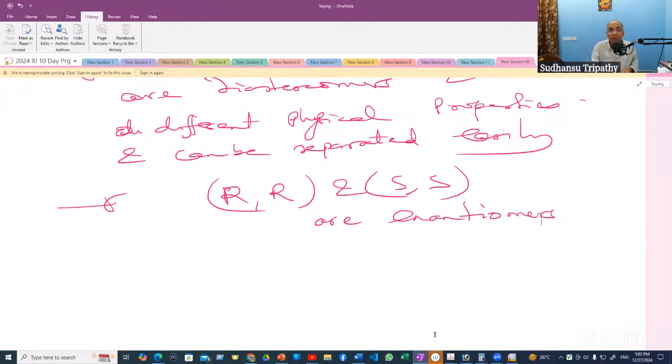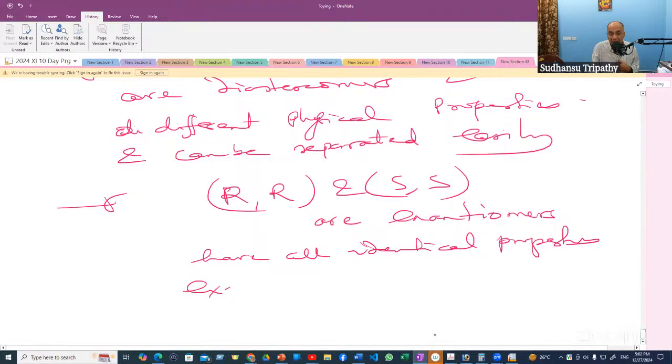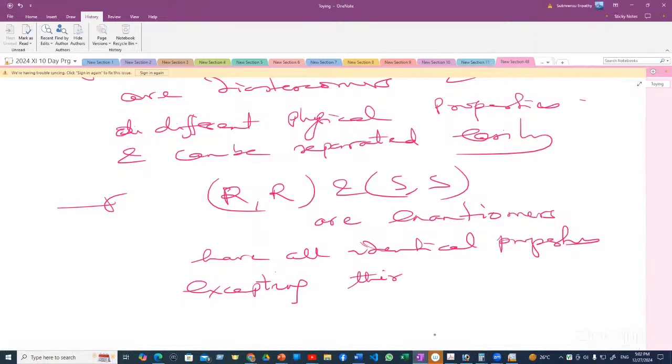Learning is never complete. And enantiomers have all identical properties, physical properties, chemical properties, all identical, excepting the PPL response.